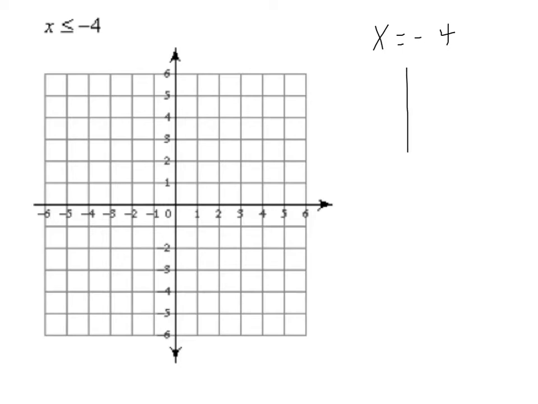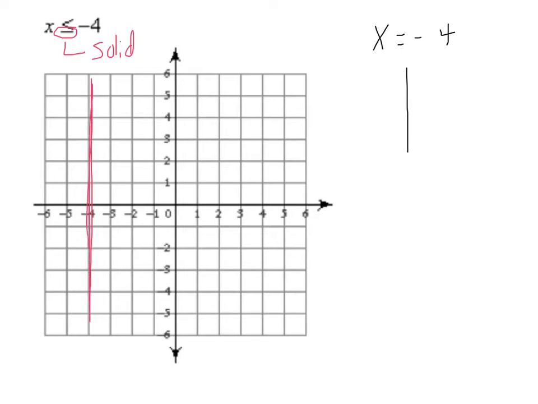But with an inequality, we have a couple things we have to consider. One is, will it be a solid or dotted line? And the line underneath your inequality tells you if it's solid or dotted. If there's a line, then it is going to be solid. If there is no line, it's dotted. So I can go to -4 for x and draw a solid line.